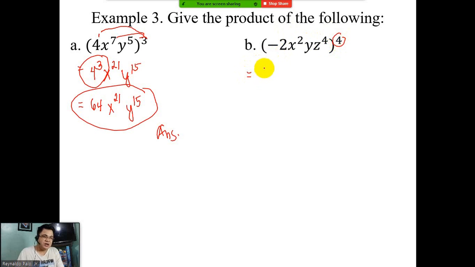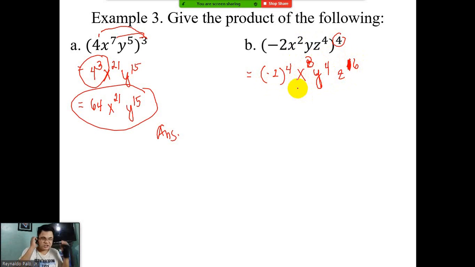So we are going to have now negative 2 raised to the power of 4, x squared, y raised to the power of 4, and then z raised to the power of 4. You have to take note of this. No, it's 4 times 4, 16. So this is 16, sorry. Then x is 8. So this one is negative 2 raised to the 4th power, x raised to the power of 8, y raised to the 4th power, and then z raised to the power of 16.